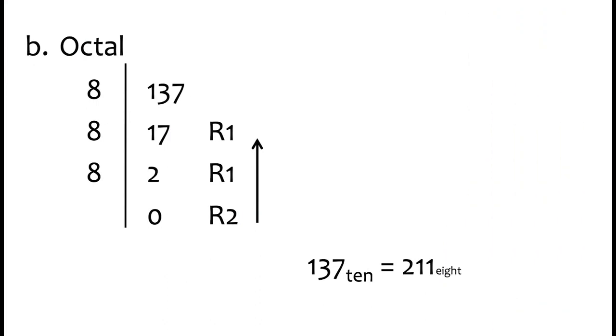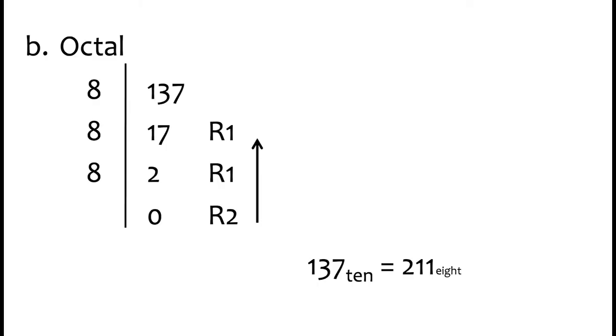All right, question B. We are to convert 137 to octal number. And octal simply means 8. So we are converting 137 to base 8. Divide 137 by 8. You start with the first digit 1.